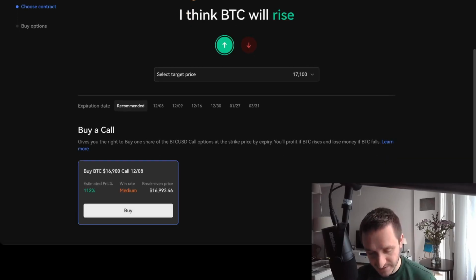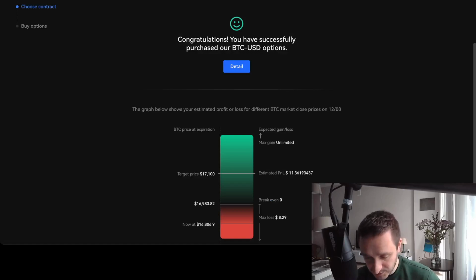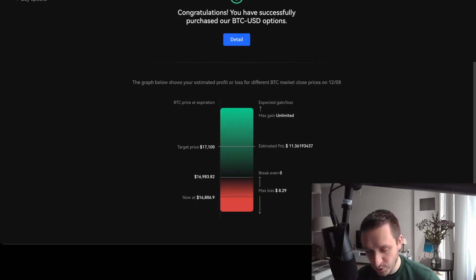So let's get started with that. I'm going to go with buy an option. The current best offer for this option is $82 if I were to buy it for the whole 1 BTC. However, I can buy it only for 0.1 BTC, and this will be the estimated cost of around $9.7. So if I confirm that, I just bought an option, and you can see how it works here.